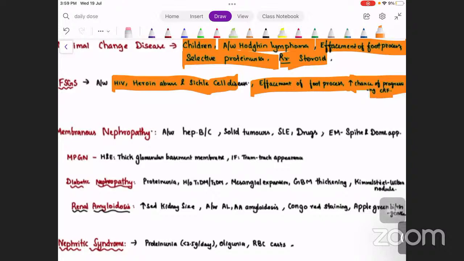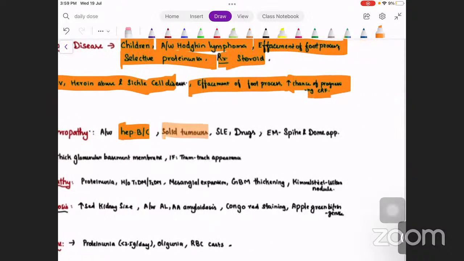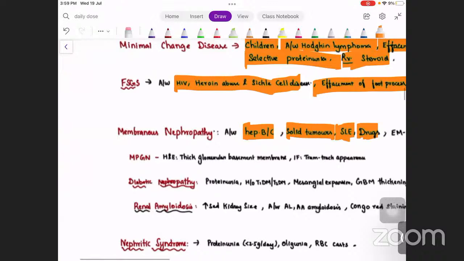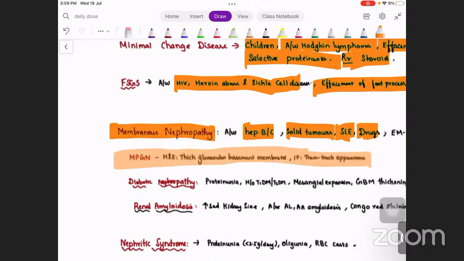Then the third thing is membranous nephropathy associated with Hep B or Hep C, solid tumor, SLE, or maybe due to drugs, where electron microscope shows a spike and dome appearance. Spike and dome appearance with Hep B or C, SLE, or drugs: membranous nephropathy. Then MPGN: thick glomerular basement membrane, IF shows a tram track appearance. If you see these two words, membranoproliferative glomerulonephritis is the answer.